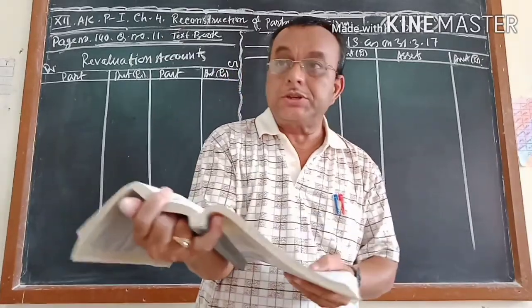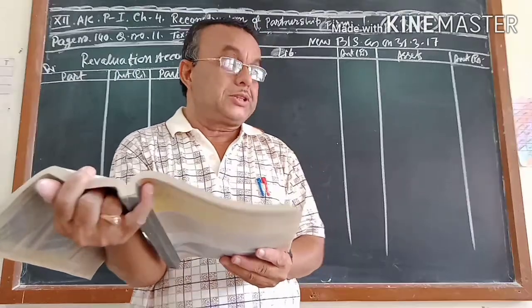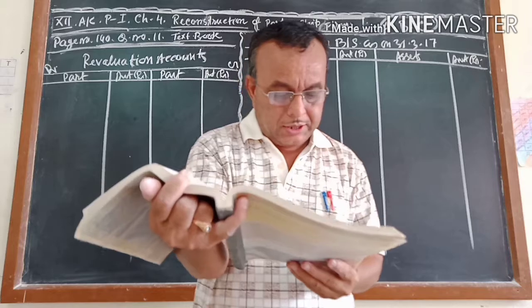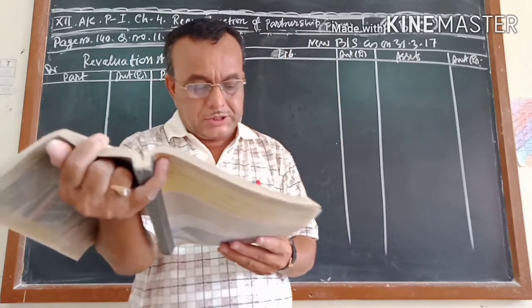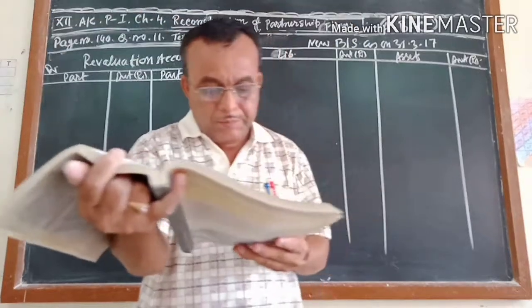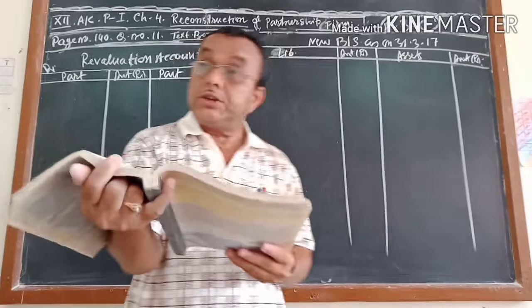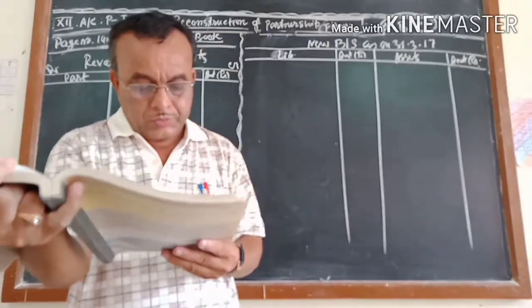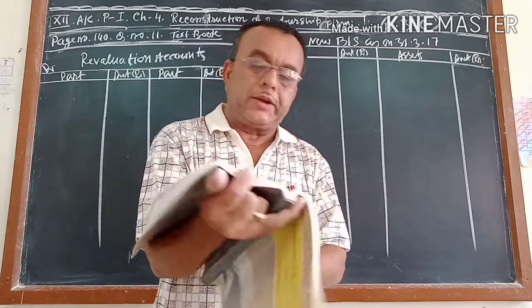The additional information given: the value of the building is to be increased by 25%. This is the change. The building's value has increased by 25%. Second point, the value of furniture is to be reduced by 10%. Third point, the value of machinery is to be kept at 80%. The value of the machinery is to be kept at 80%, meaning I will explain when I do it. The book value of the closing stock is 5,000 more than its market value.